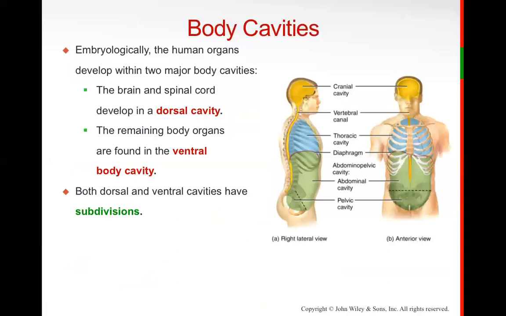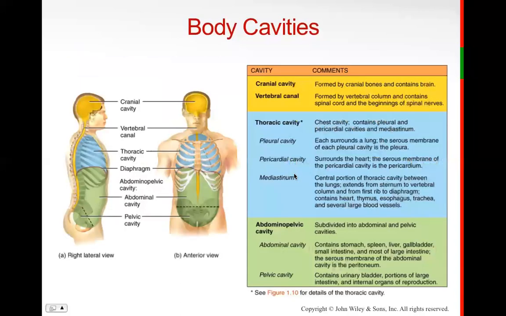Now, cavities. There are a lot of cavities in the body. There's three major ones outlined with the yellow, blue, and green here. And there's different parts to each of these. So the dorsal cavity is the brain and spinal cord, and the rest of them are basically ventral. But of course, those have the subdivisions of thoracic in blue and abdominopelvic in green. All right, so let's look at these in a little bit more detail. Now, this slide has a lot of information on it. I'm going to give you the take-home message.